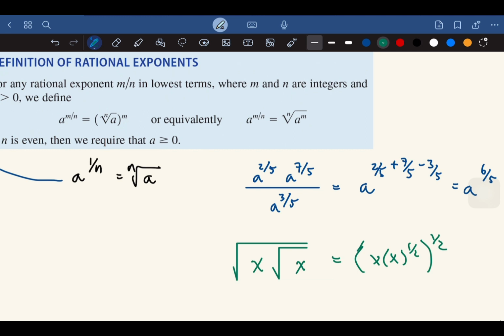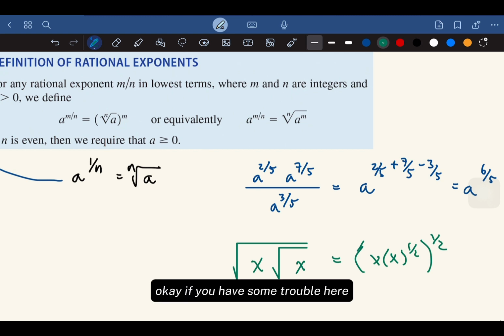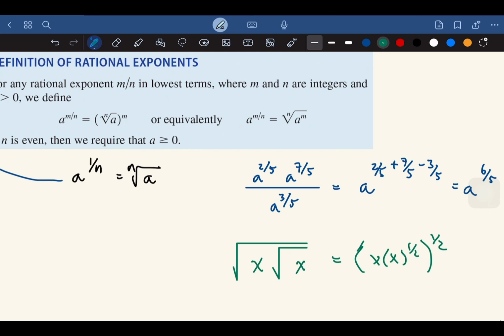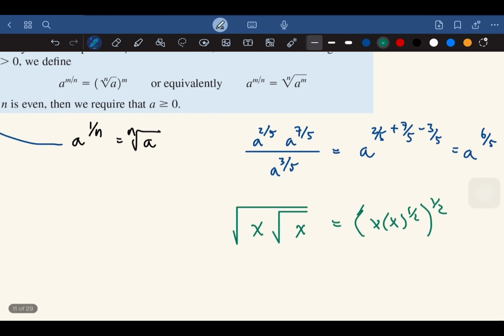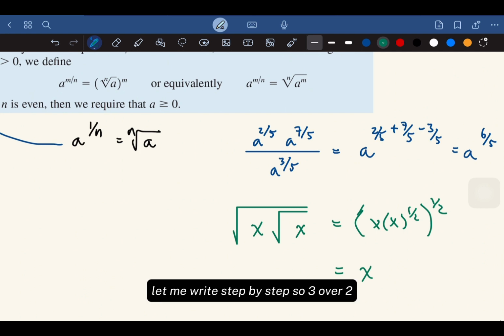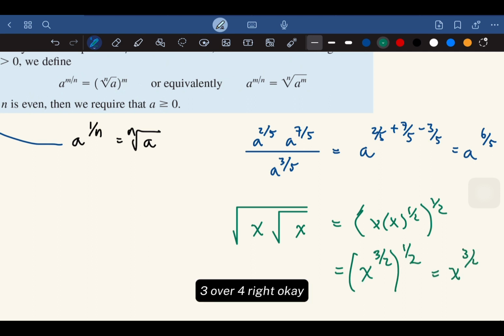Agree? Okay, if you have some trouble here, your future will be in trouble. I just let you know that. So let me write step by step. So 3 over 2, and then with power of 1 over 2, this is x to the 3 over 4, right? Okay.